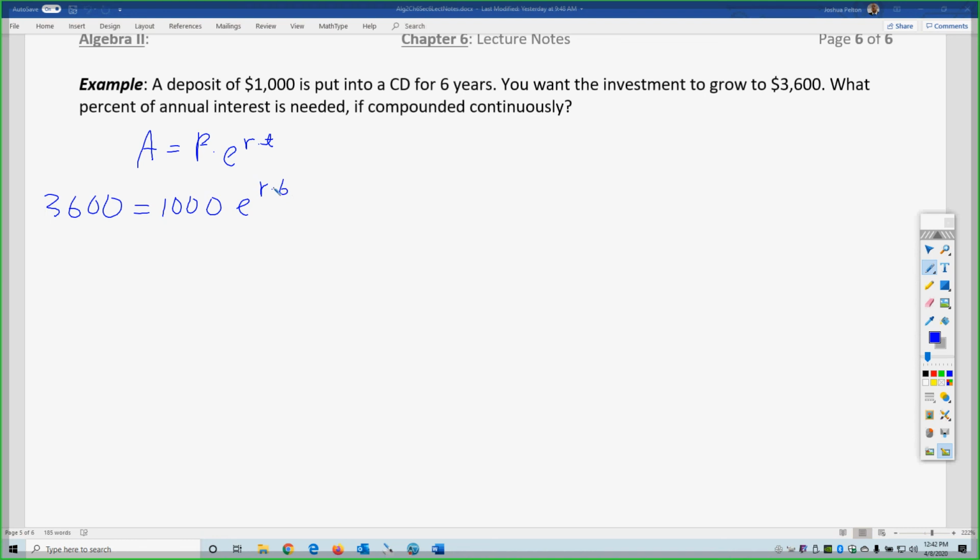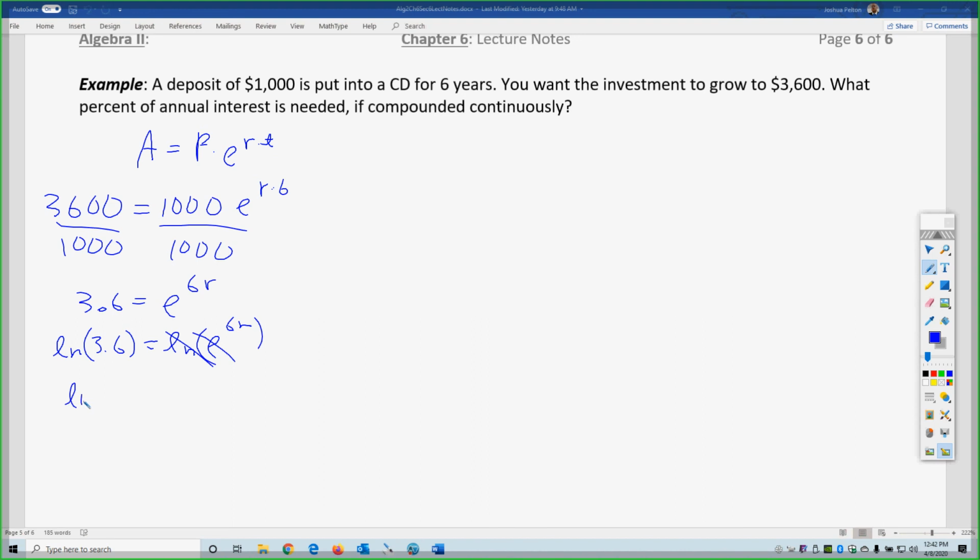Okay, so 6r. So we'll divide by 1,000. So we get 3.6 equals e to the 6r. So we need to get that 6r down. So we do the natural log of 3.6, natural log of e to the 6r, because the natural log cancels e, because natural log is base e. So the natural log of 3.6 equals 6r, and we'll divide by the 6. So r equals the natural log of 3.6 over 6.